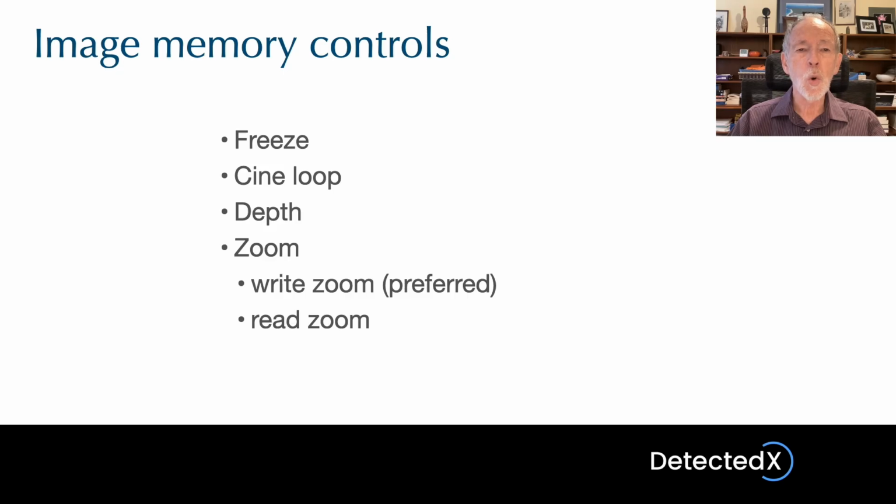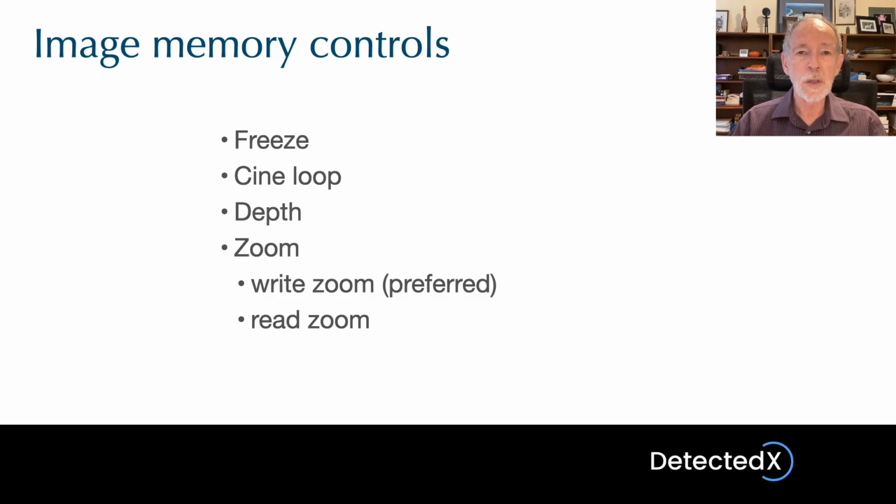You can do this when you're scanning, and this, as I've indicated, is the preferred way of doing the zoom function. So while you're scanning, you can activate the zoom function, identify the area of interest, and then the machine will expand up the image to cover only that anatomy.